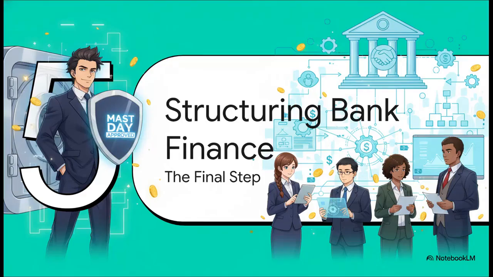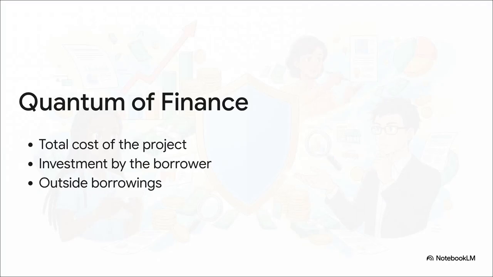Finally, we have Section 5, Structuring Bank Finance. So, the bank has to determine what's called the quantum of finance, which is really just a fancy way of saying, how much are they actually going to lend out? To calculate this, it must be adequate for the projected level of production. They take the total cost of the project, and then they subtract the investment already provided by the borrower, plus any borrowings the individual has from other outside sources. Whatever number is left over, that is the required quantum of finance.